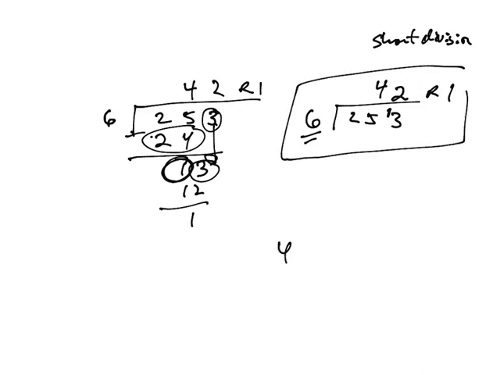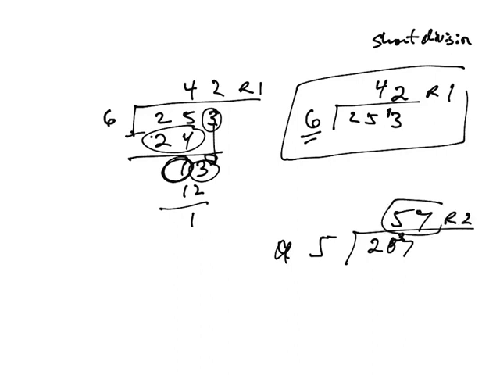That's what I would do in real life if there were 5 people splitting a $287 bill. I'd say 5 times 5 is 25. That's 3 away from 28. 5 into 37 is 7. 7 times 5 is 35. Remainder 2. So about $57 each.